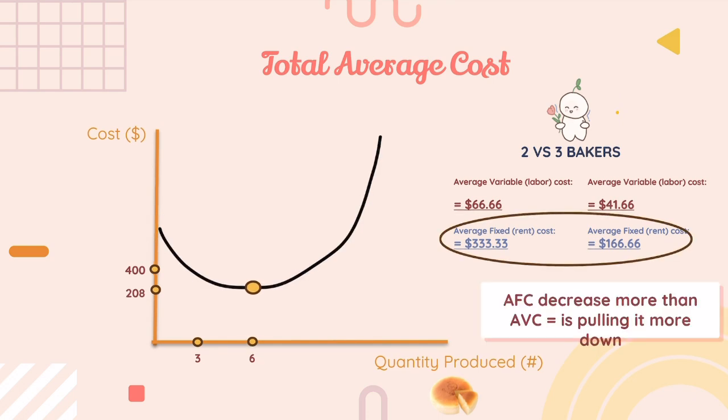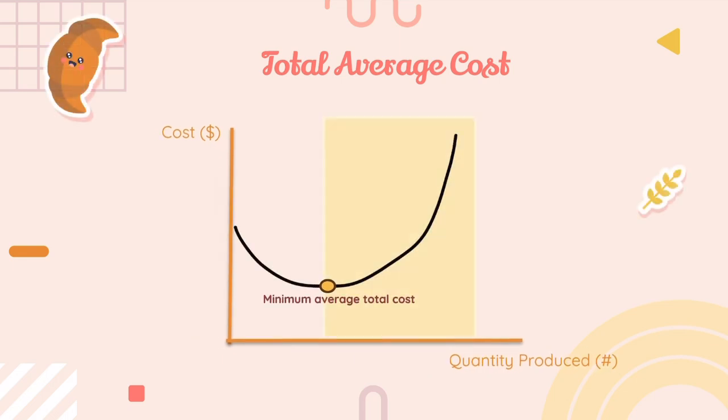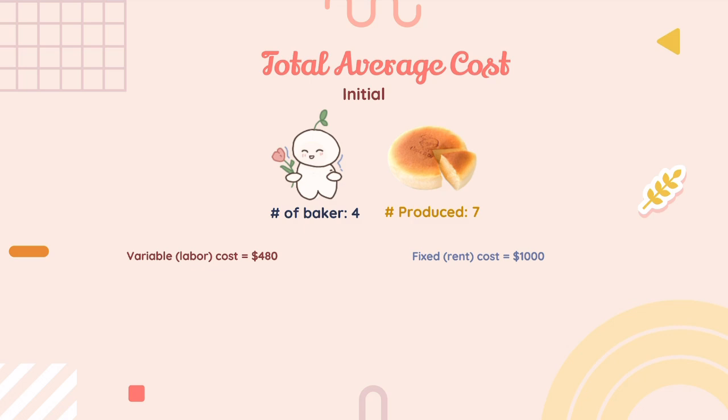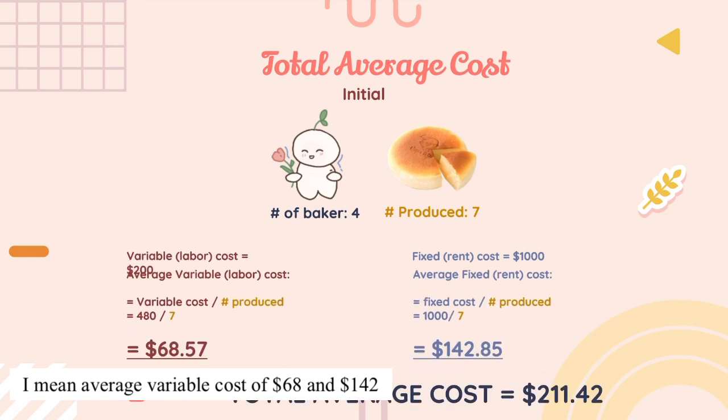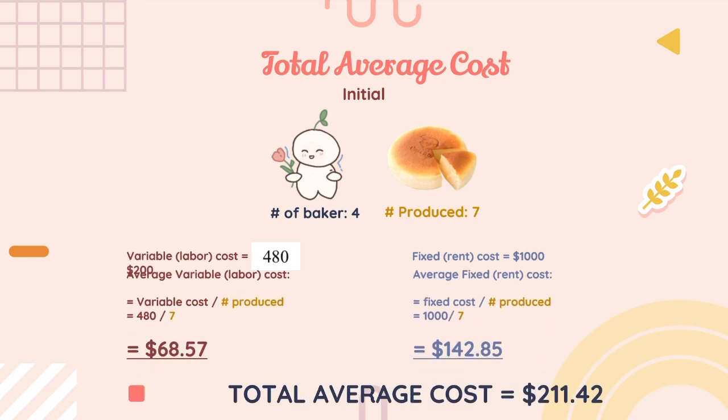After this point, the curve rises due to diminishing marginal product. An additional unit of the input results in a smaller increase in output. The average variable cost increases more than the average fixed cost decreases, causing average total cost to rise. So for example, going up to 4 bakers, we get 1 extra cake with an average variable cost of 71. Average fixed cost is 125, with the total average cost being 211.